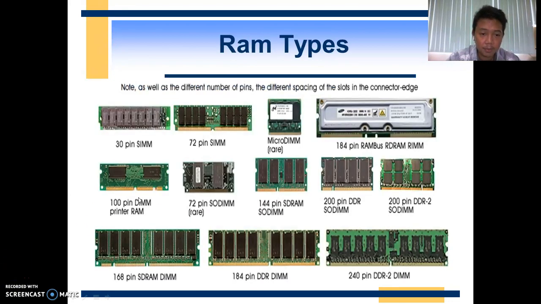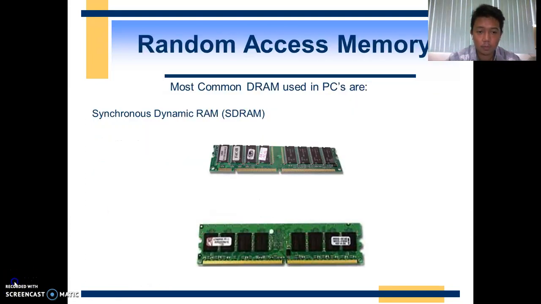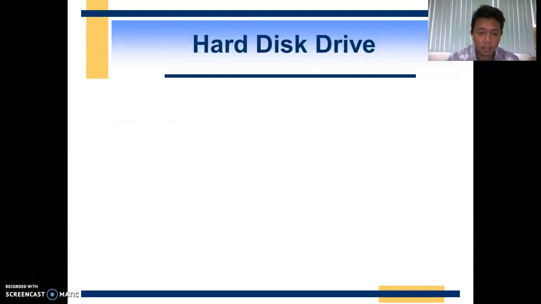These are the RAM types. There are so many kinds of RAM. These are the sample images of RAMs. The most common DRAM used in PCs are the synchronous dynamic RAM, SDR or single data rate, and double data rate or DDR.